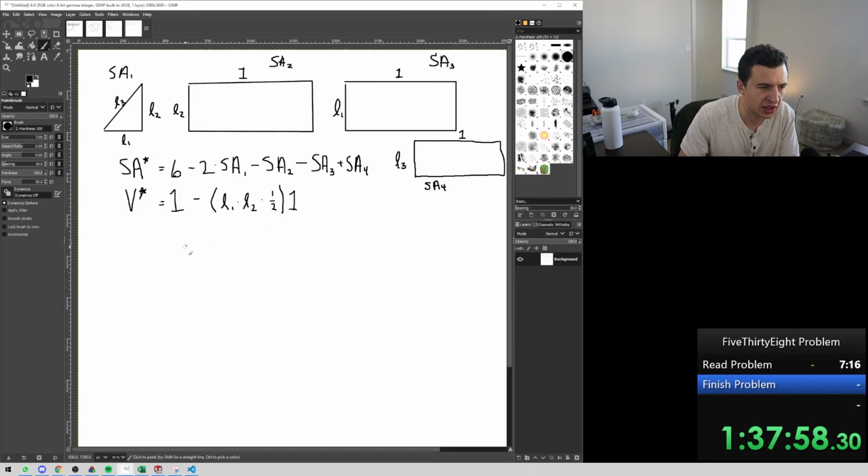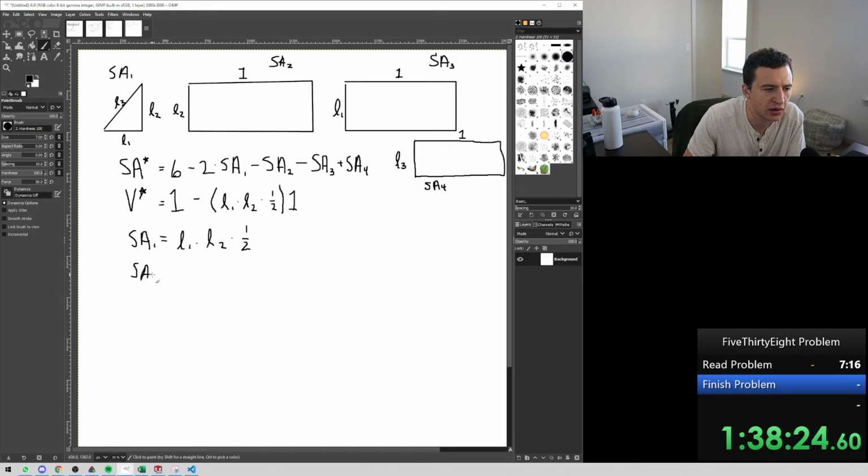The last part that we just got to write out, just to make sure everyone's on board, is what SA1, 2, 3, and 4 are defined as. I'll probably block through these, but here we go. So SA1 is, like I said, L1 times L2 times 1/2 because it's a right triangle. SA3 is equal to, I skipped to 3, oops, it's equal to L1 times 1.